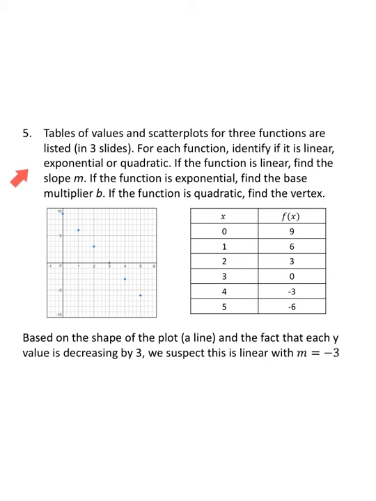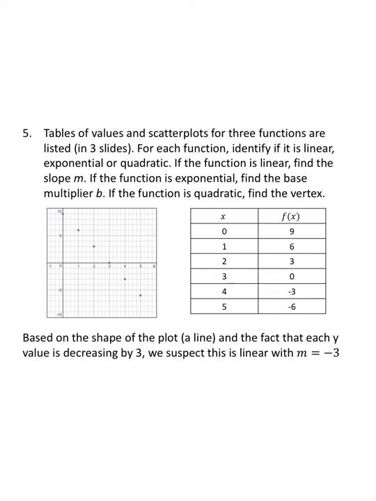Same instructions, everything up here is the same. As I look at this scatter plot, that looks like a straight line. That looks like it's pretty easy to fill in as a line. So based on the shape of the plot, it looks very linear. I look over here. To get from 9 to 6, I subtract 3. Now I've already answered exponential, so this one can't be exponential. It's either quadratic or linear.